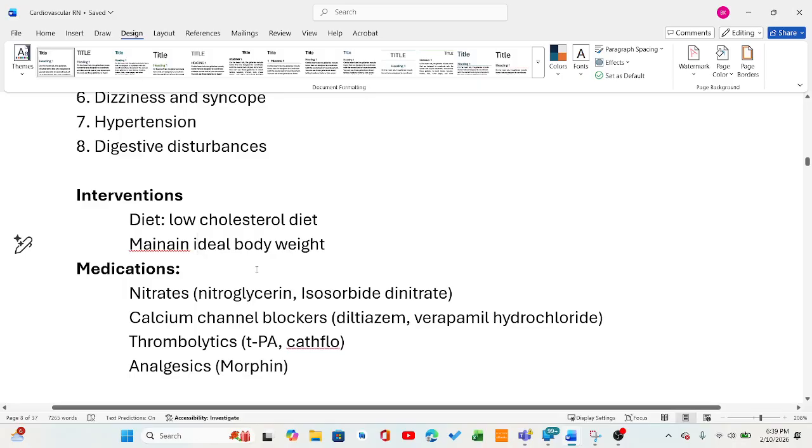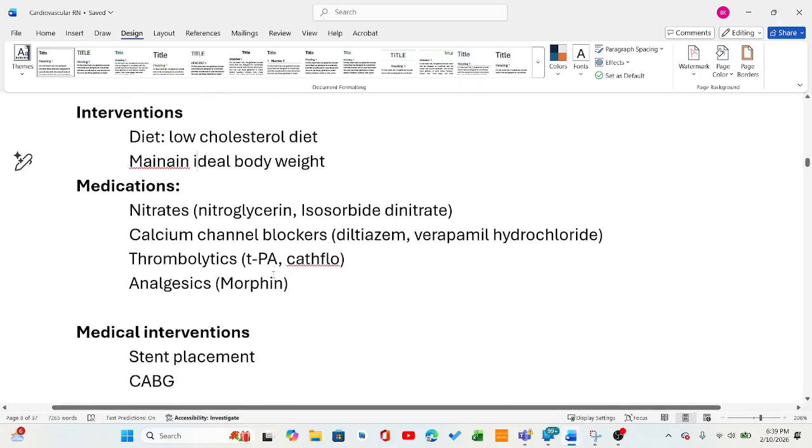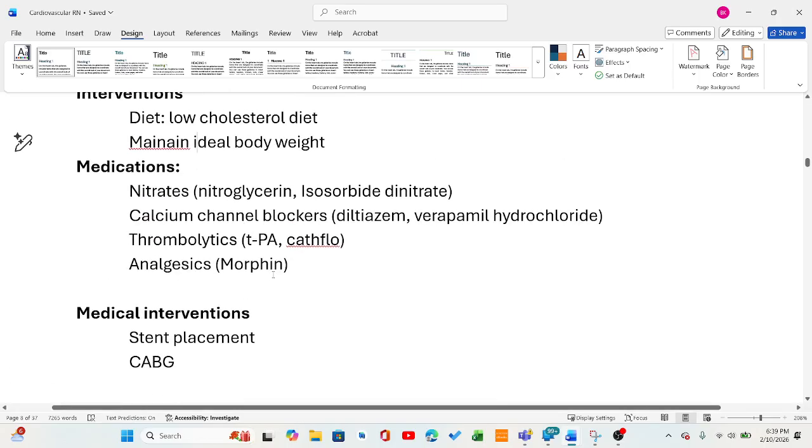So put them on a low cholesterol diet, maintain ideal body weight. You want to control their blood sugars as well. The medications, we already talked about them. We talked about the nitrates. The nitrates are the nitroglycerin. And then for long-term use, we use the isosorbide nitrate. Remember, the key thing is nitrate.